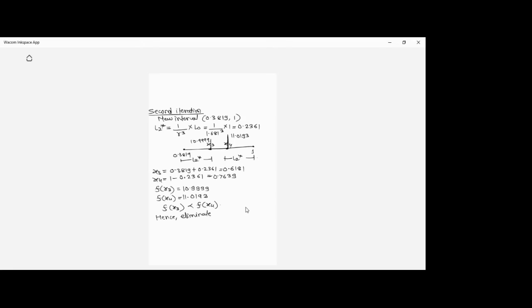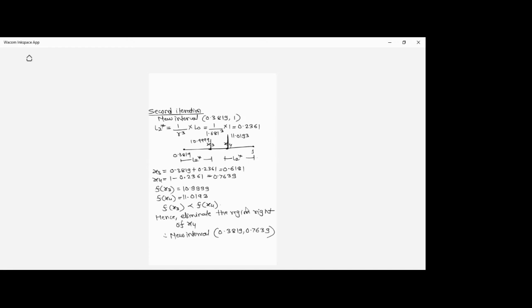It is a minimization problem. Hence, eliminate the region right of x4, right? Therefore, the new interval that we are going to get is 0.3819 comma, what is the value of x4? X4 is 0.7639. So this is the new interval that we are going to get, right?